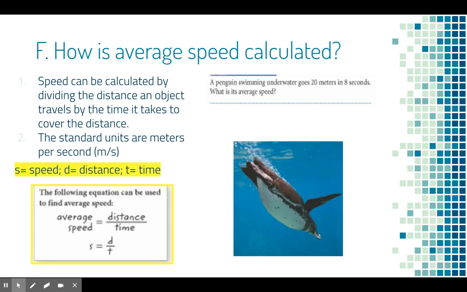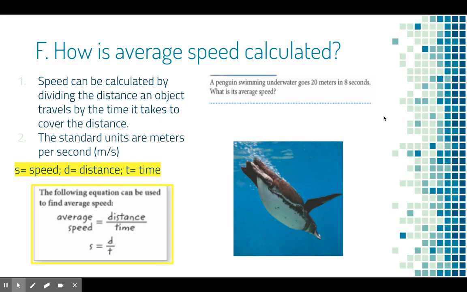So let's try it. A penguin swimming underwater goes 20 meters in 8 seconds. What is the average speed? Well, speed is just distance divided by time. My distance is 20 meters. My time is 8 seconds. So I just take my calculator and do 20 divided by 8, and I get 2.5 meters per second.